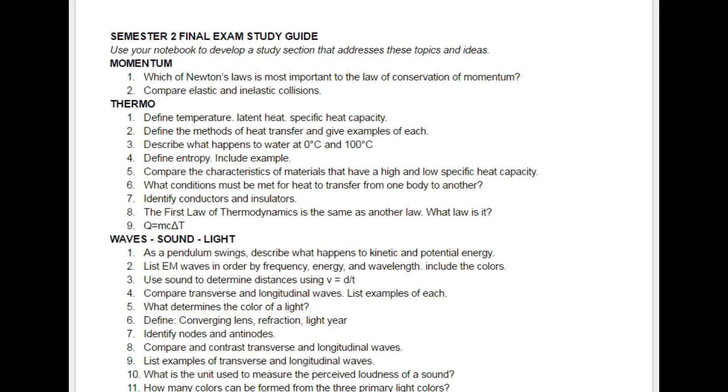Define entropy and include an example. My favorite example is your room. It goes from a state of order to disorder.